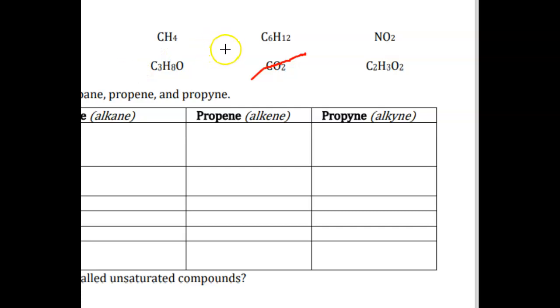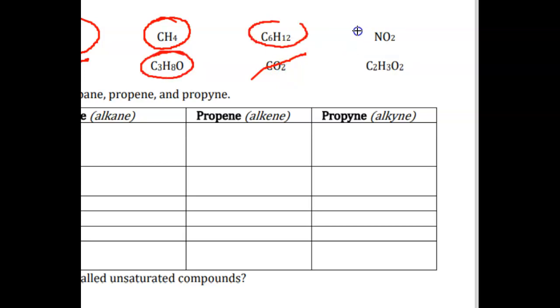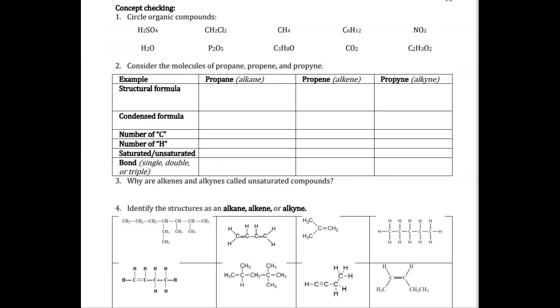Here we have an organic compound, CH2Cl2. So yes, it's organic. P2O5, no carbon here, it's an inorganic compound. CH4 has carbon, it's not a carbon oxide, so yes, it's an organic compound. C3H8O, yes, it's organic, has carbon. Okay, let's do another one.